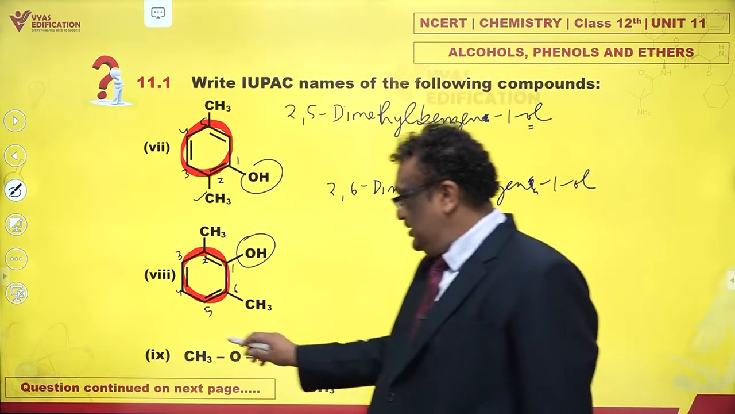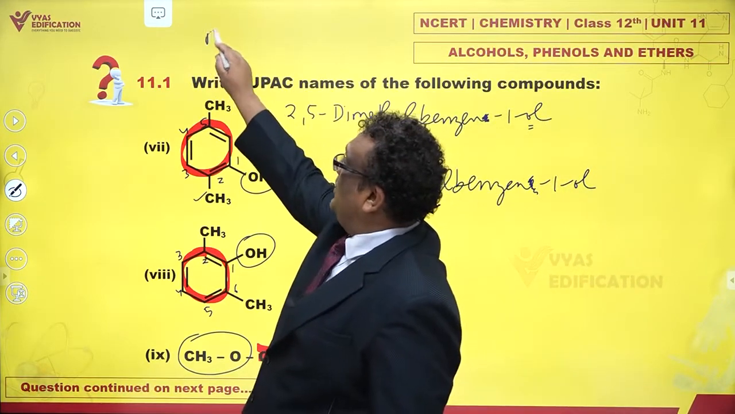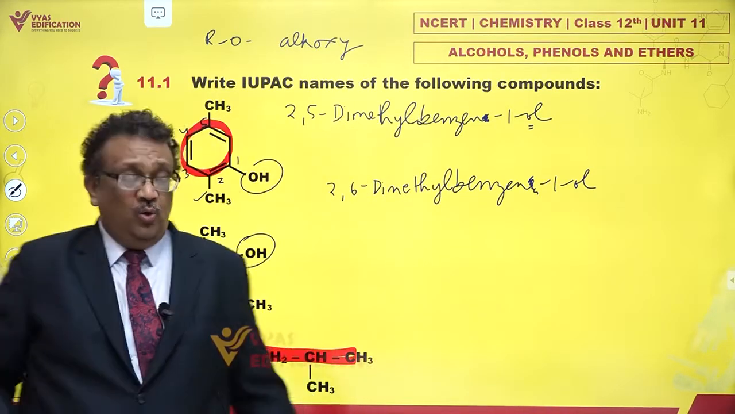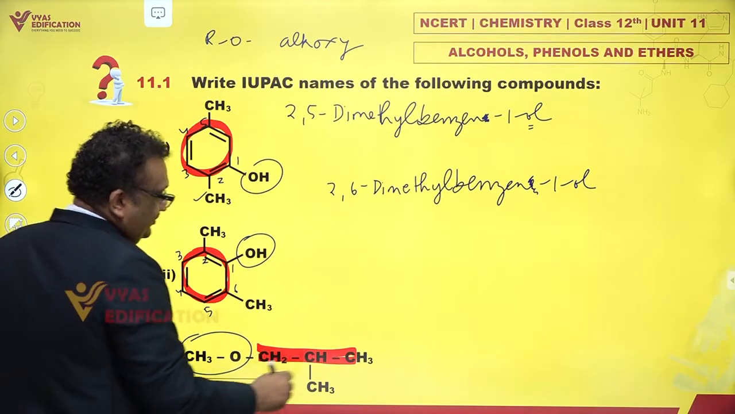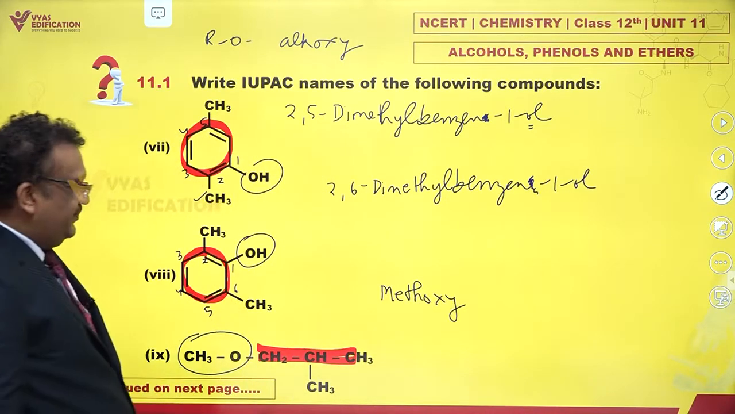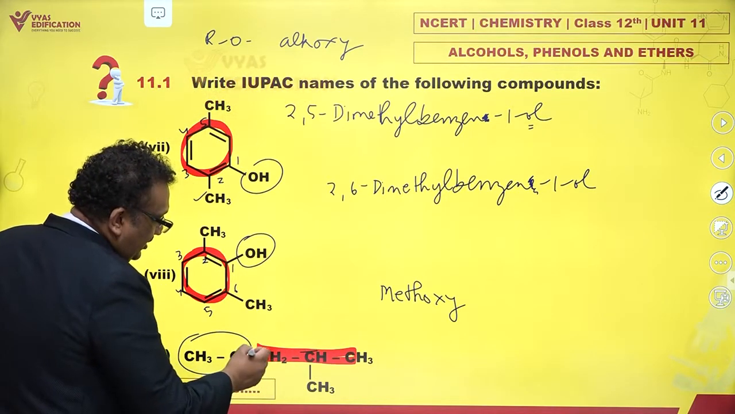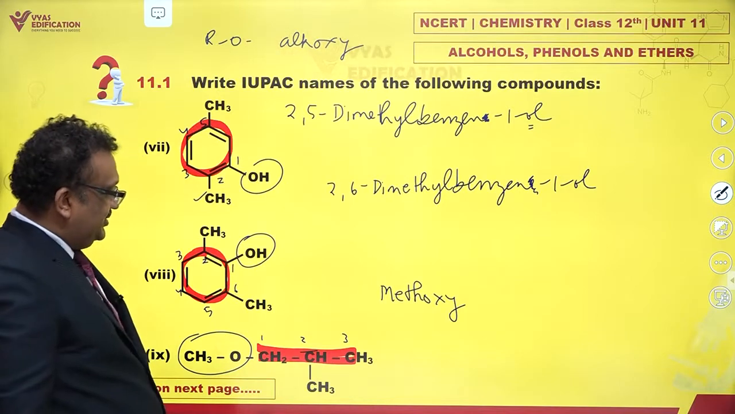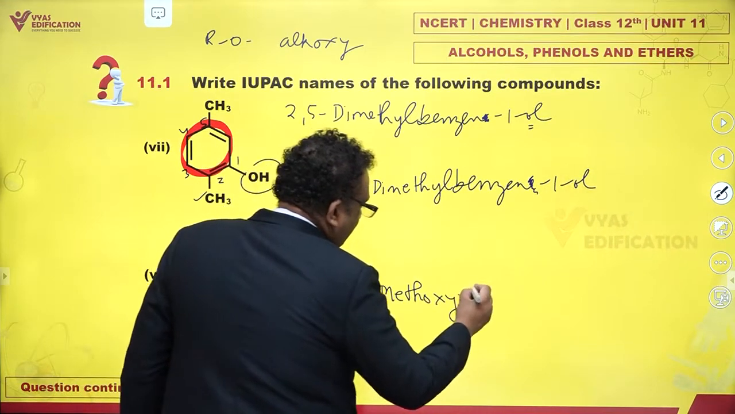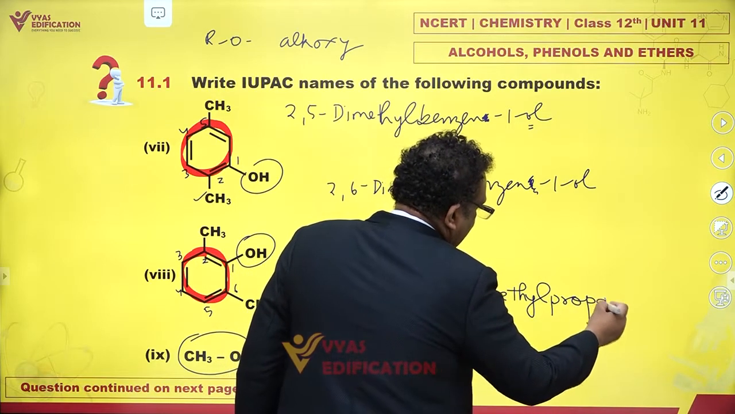What about this one? In ethers, these are looked at as prefixes. This is RO, an RO group in general. What is the rule? It is called alkoxy. So this CH3O is methoxy. If this is methoxy, it is present on a carbon chain, and this is the carbon chain. 1, 2, 3. Propane, yes. So there is methyl and there is methoxy. So 1-methoxy-2-methylpropane.